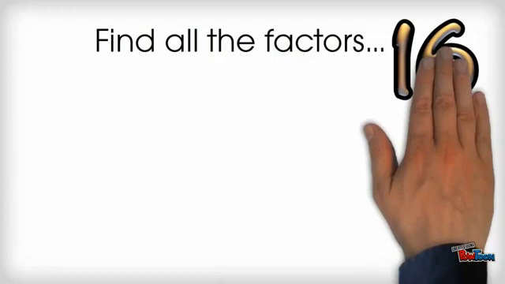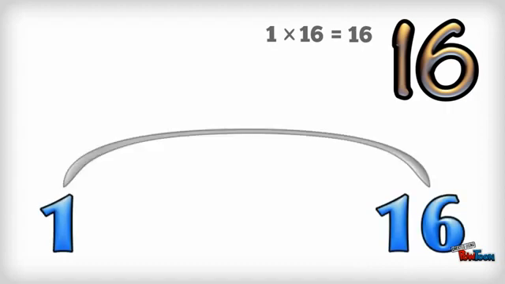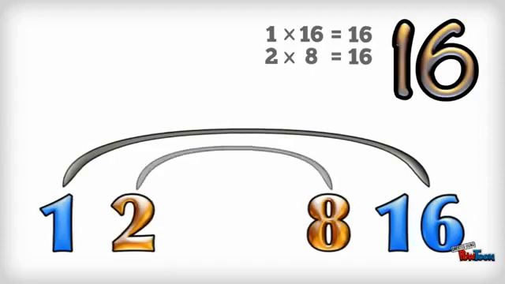We'll find the factors of 16. Start with 1 and the number itself. 1 and 16, use the arc. Now go to 2. 2 times the number. Well, 2 times 8 is 16. What about 3 times the number? Is 3 a factor? Well, 3 times 5 is 15. We can't get to 16. 3 is not a factor of 16.